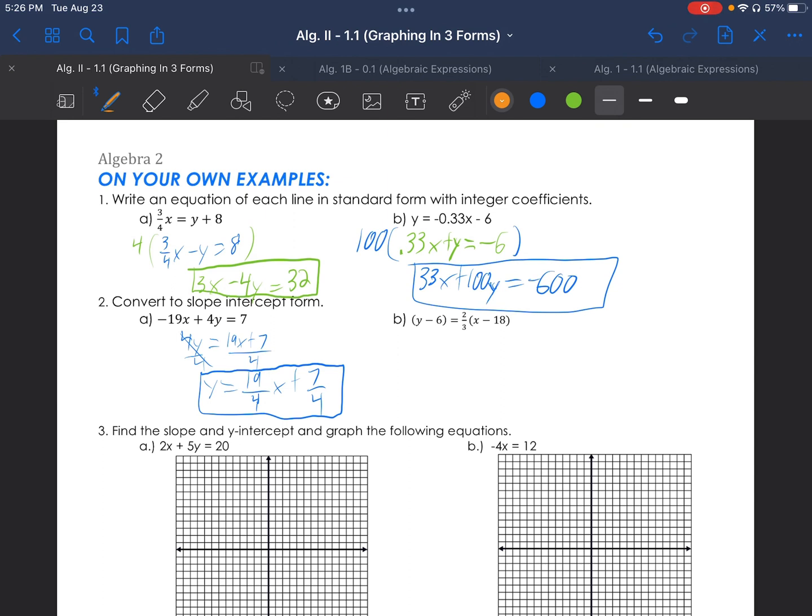Example B, in number 2, we first distribute 2/3. So you get y minus 6 is equal to 2/3 x, and then 2/3 of negative 18 is negative 12. Then we add 6 to each side to get y equals 2/3 x minus 6.